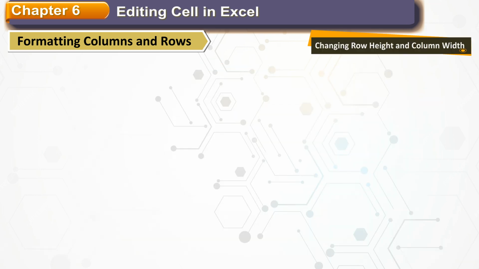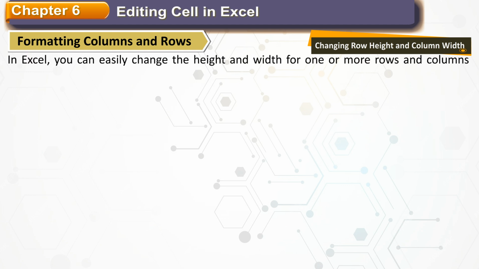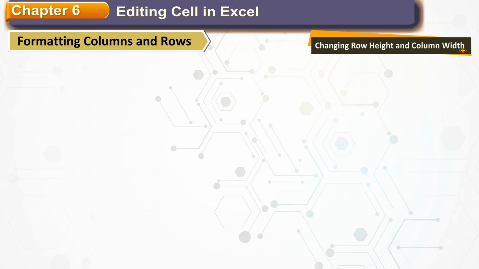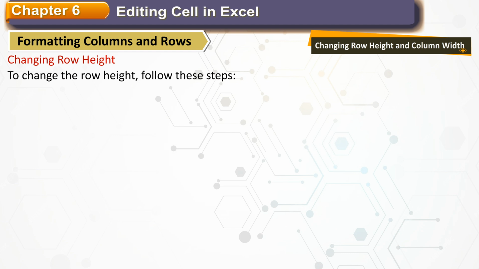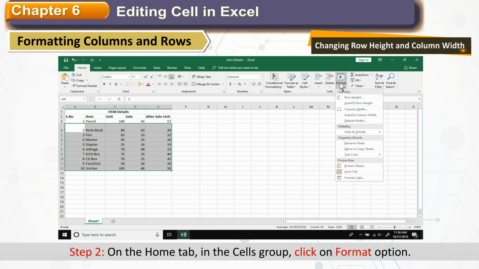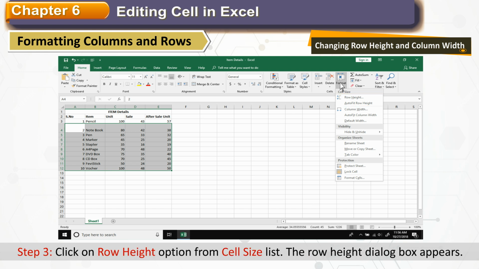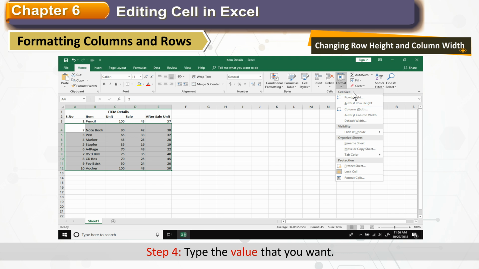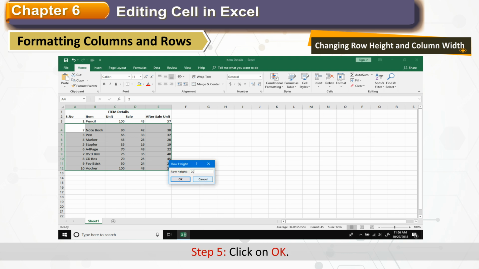Changing row height and column width. In Excel, you can easily change the height and width for one or more rows and columns according to your need. Changing row height. To change the row height, follow these steps. Step 1. Select the row or rows whose height you want to change. Step 2. On the Home tab, in the Cells group, click on Format option. Step 3. Click on Row Height option from Cell Size list. The Row Height dialog box appears. Step 4. Type the value that you want. Step 5. Click on OK.